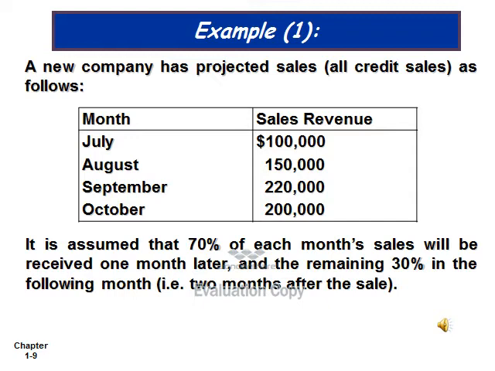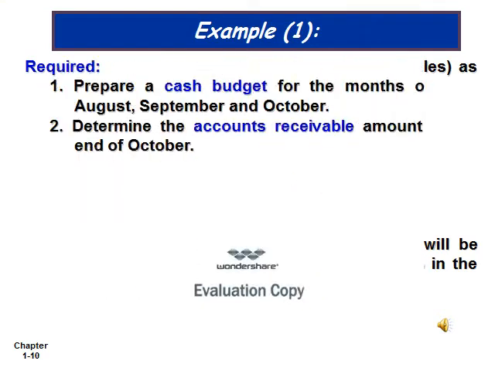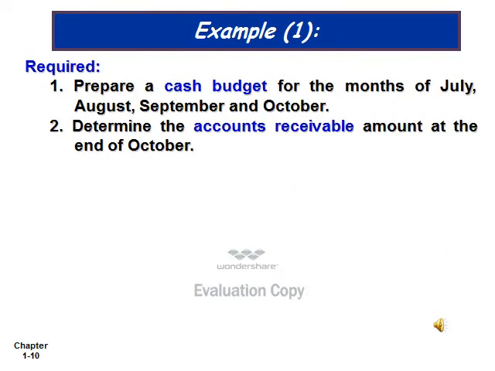Kindly look at July. Sales revenue 100,000. The company will receive 70% from 100,000 in August, and the remaining 30% from 100,000 in September. Required. Number 1. Prepare a cash budget for the month of July, August, September, and October. Number 2. Determine the accounts receivable amount at the end of October.